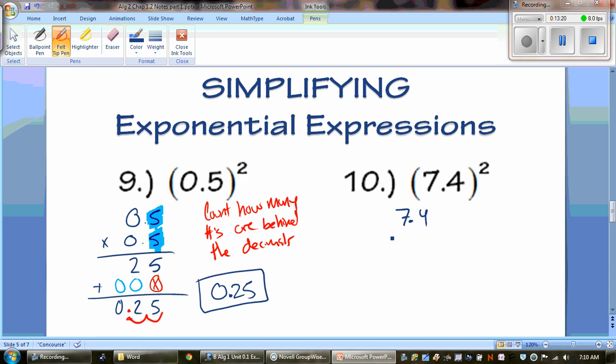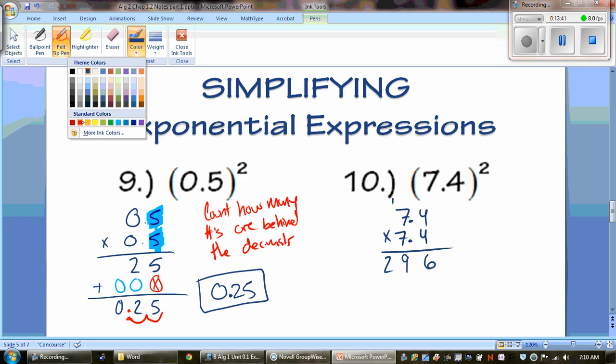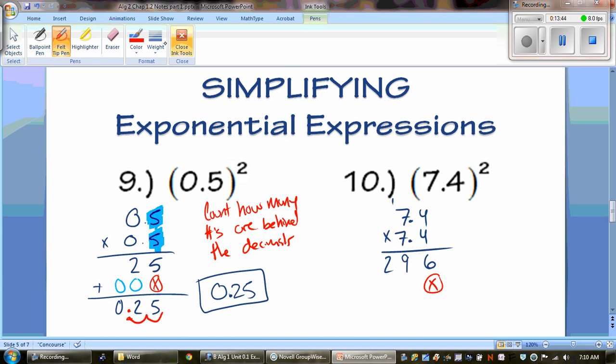Okay, all right, number 10. We have 7.4 times 7.4. All right, let's go ahead and multiply. 4 times 4 is 16. 4 times 7 is 28. Good. And then add the 1, so we get 29. We're going to put an X or 0, however you want to write it. And I'm going to erase my markings up there. All right, so 7 times 4 we just did was 28. I'm going to carry the 2. 7 times 7 is 49 plus 2 is 51.